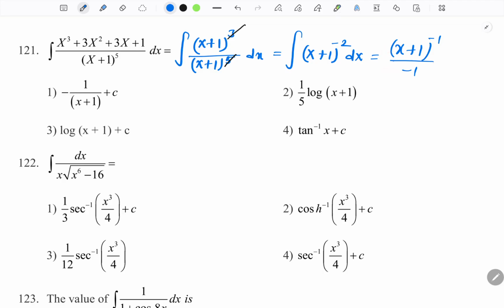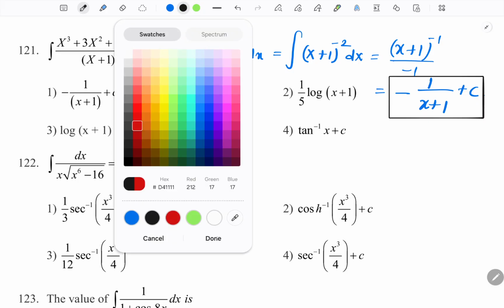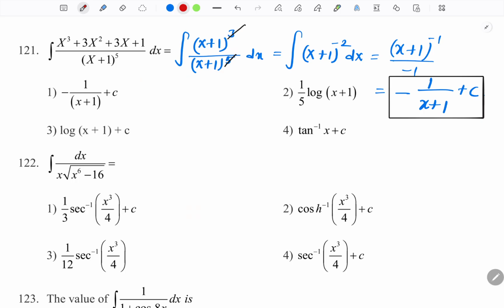Then that equals minus, and also this x inverse we can write as 1 by x plus 1. Then minus 1 by x plus 1 plus c is my answer. Now see the options and pick the correct answer. So what is the option number? Wait, I will pick the red one. Yes, here minus 1 by x plus 1 is option number 1.